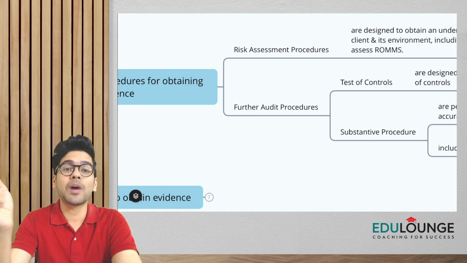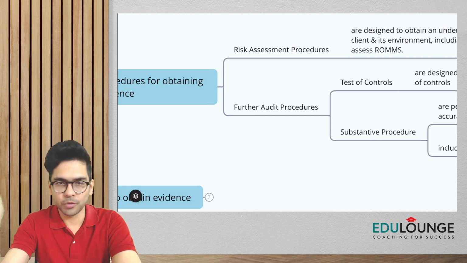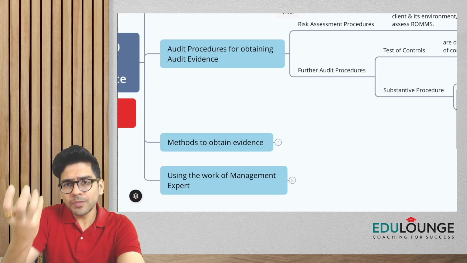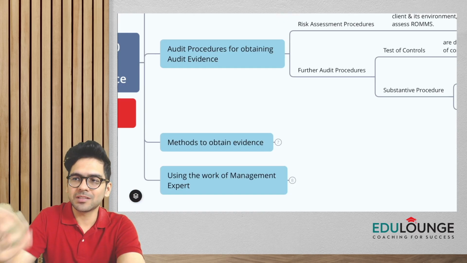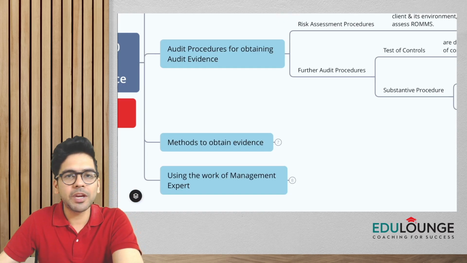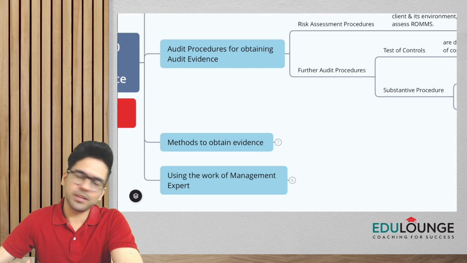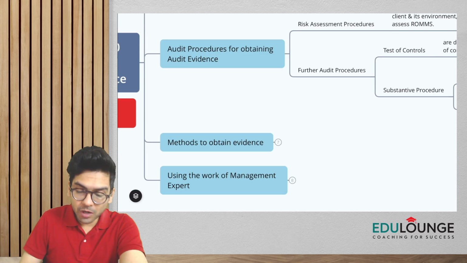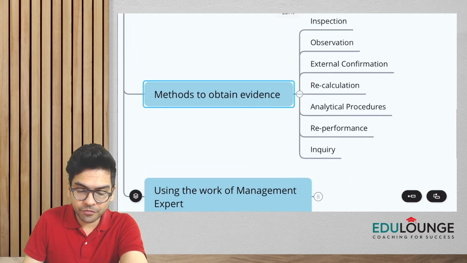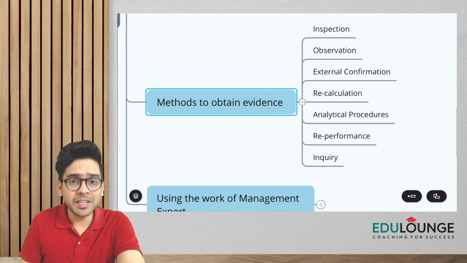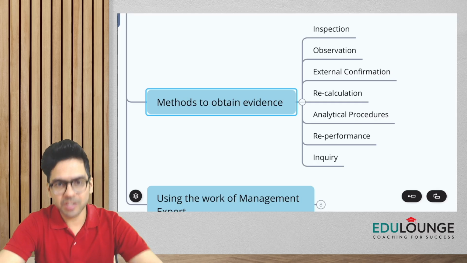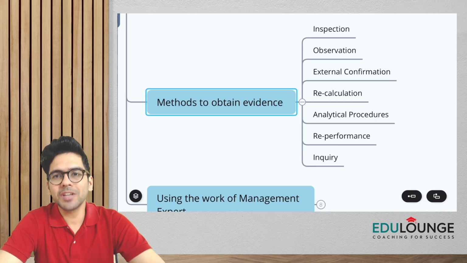We covered this as a part of 315 also. But these are all methods only, right? When you do an inquiry, it's a method of obtaining audit evidence. When you do an inspection, it's a method of obtaining audit evidence. So what are the methods? We have got 7 methods of obtaining audit evidence, guys. Very easy topic. Number one is inspection. Second is observation.